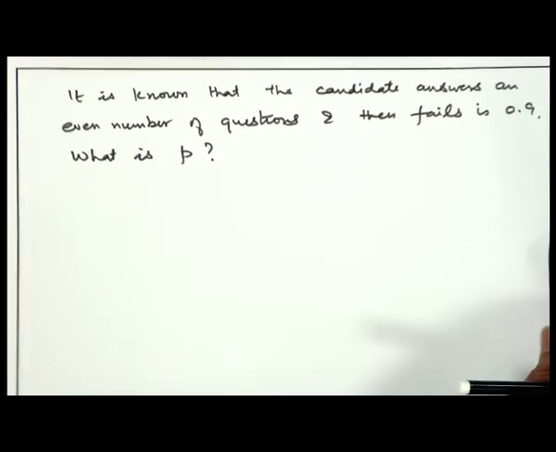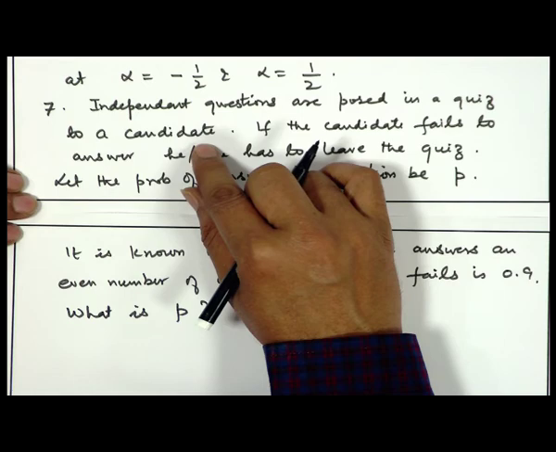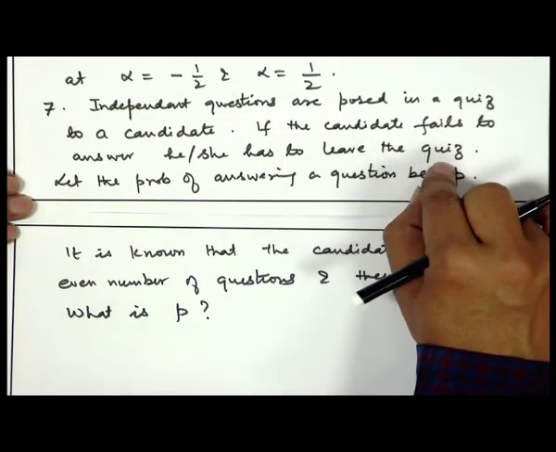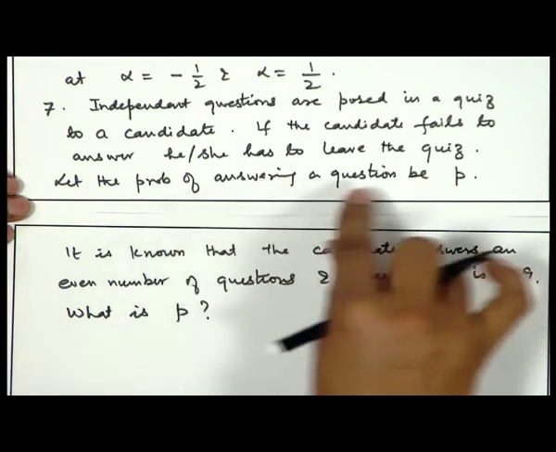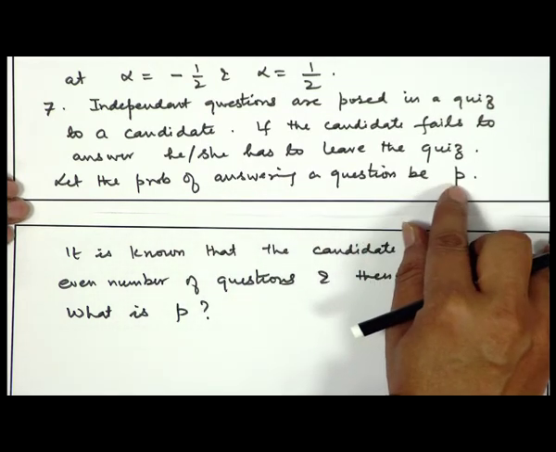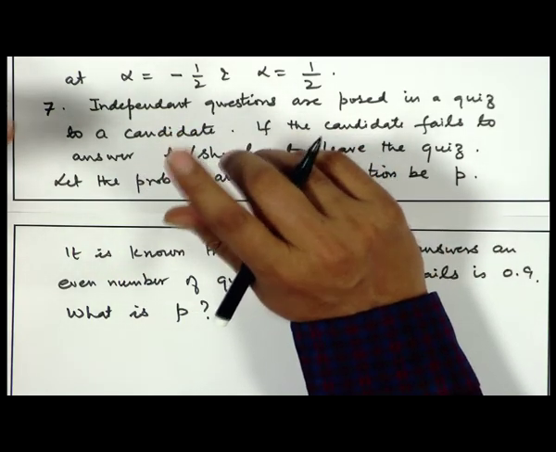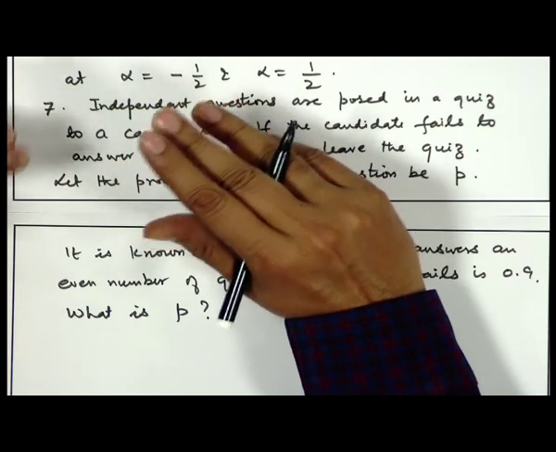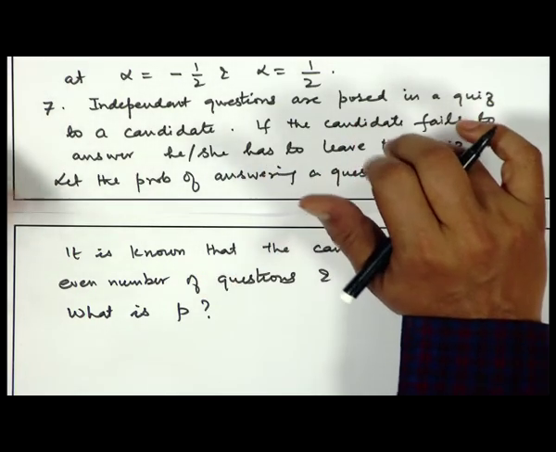So, let us look at the question. Independent questions are posed in a quiz to a candidate. So, if the candidate fails to answer, then the candidate has to leave the quiz. So, that means as long as the candidate is able to answer, he continues in the quiz competition. Now, the probability of answering every question we are taking to be P. So, it becomes a Bernoullian trial. That means, a question is asked, if the candidate answers correctly, the probability is P. The candidate does not answer correctly, the probability is 1 minus P. And since I have made assumption of independence, it becomes actually independent Bernoullian trials.